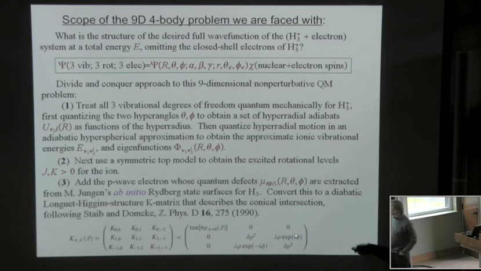But then we have to fit that to a scattering matrix, or in this case, a reaction matrix that has the Jahn-Teller physics inherently built into it. And that leads to a structure like this, like the Longuet-Higgins Hamiltonian, which those of you who are familiar with the Jahn-Teller effect are probably familiar with.